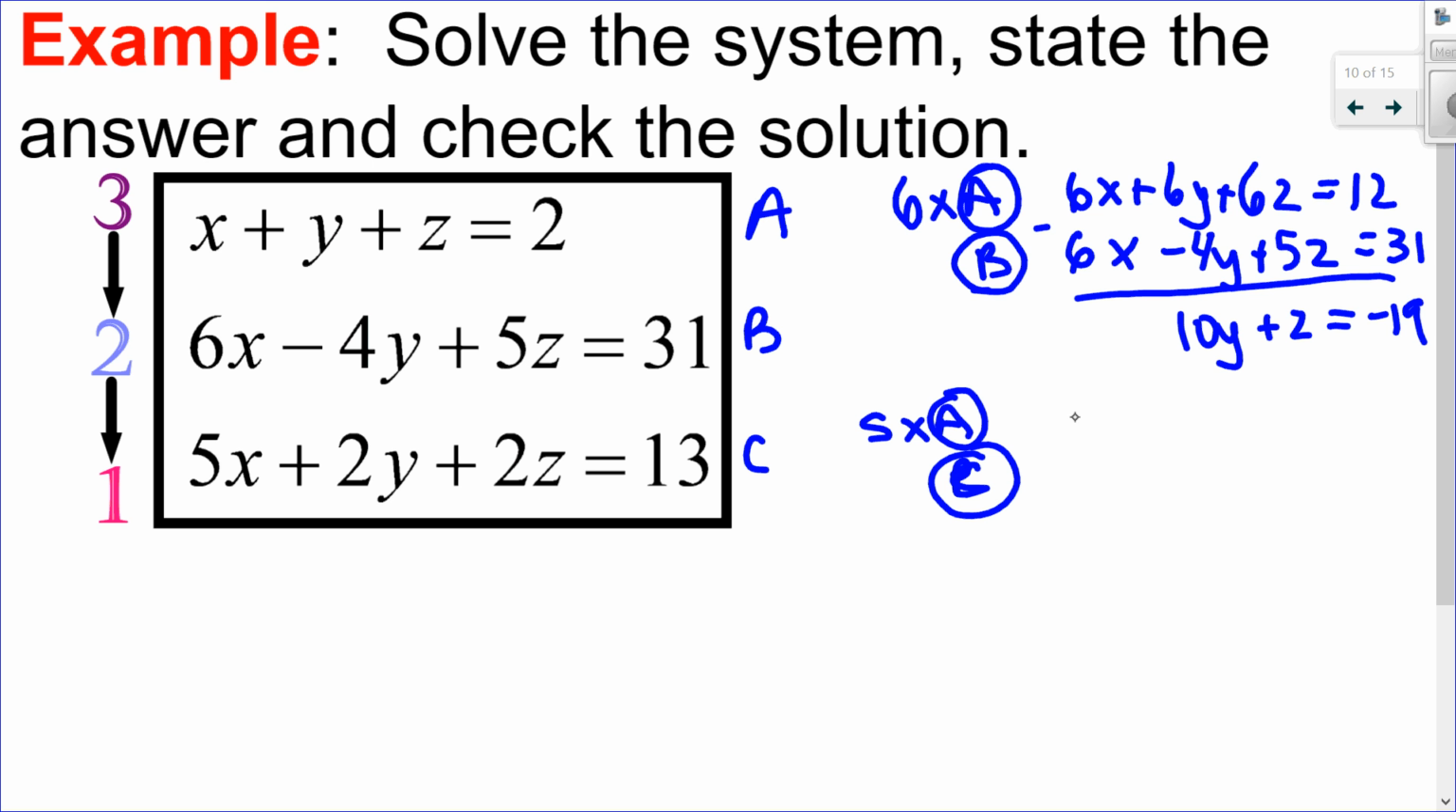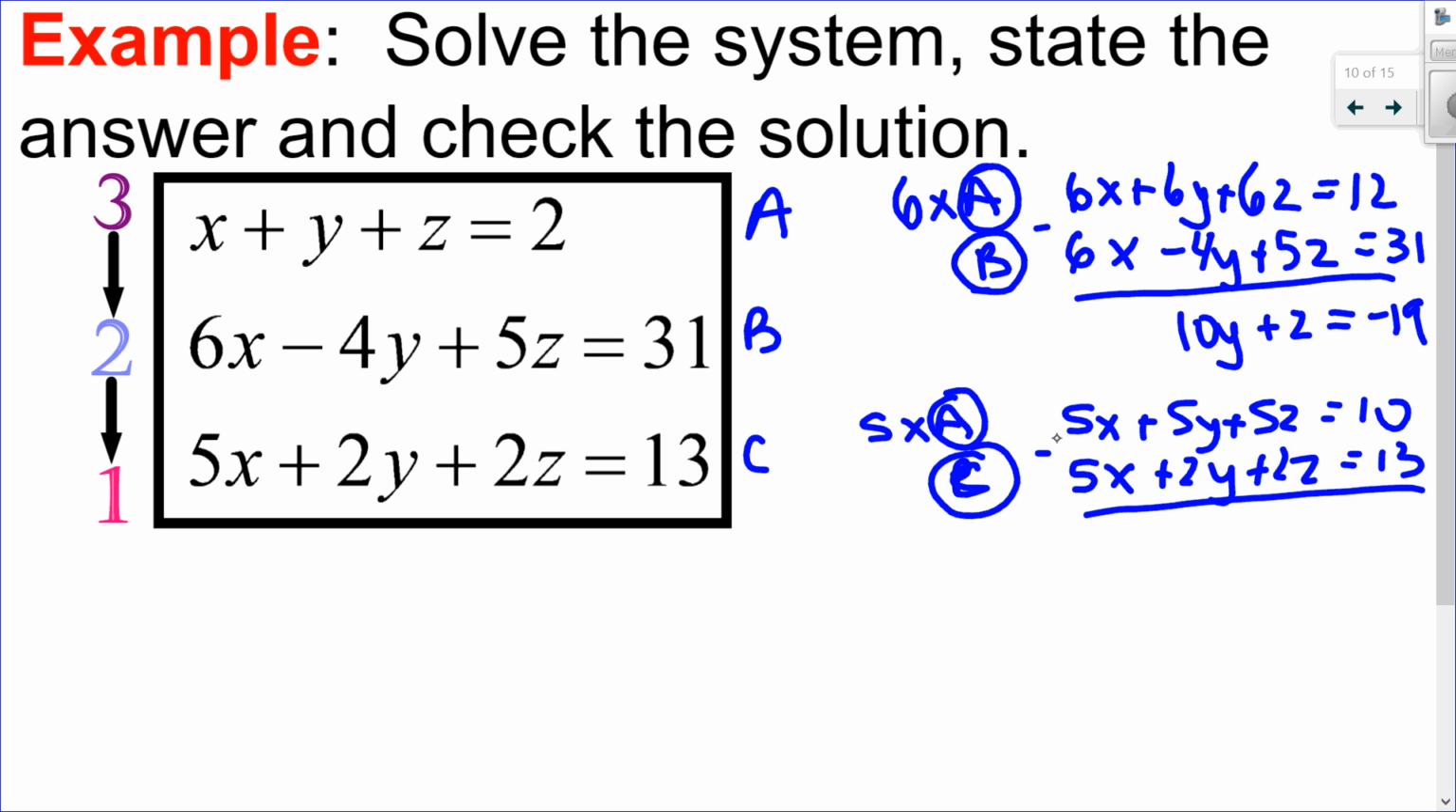Okay, so over here, 5 times equation A, so that will be 5x plus 5y plus 5z equals 10. And then right underneath it, I'll write my equation C because I have chosen to eliminate x from both of these. And now I just subtract these term by term.